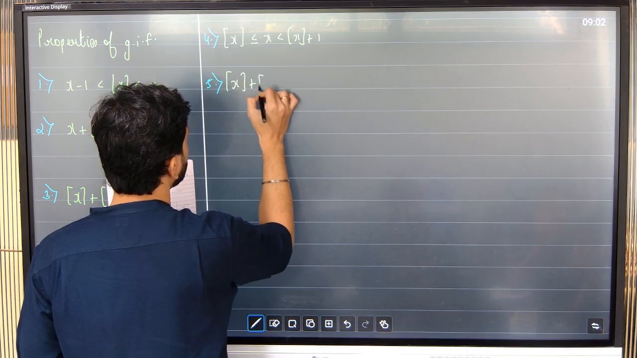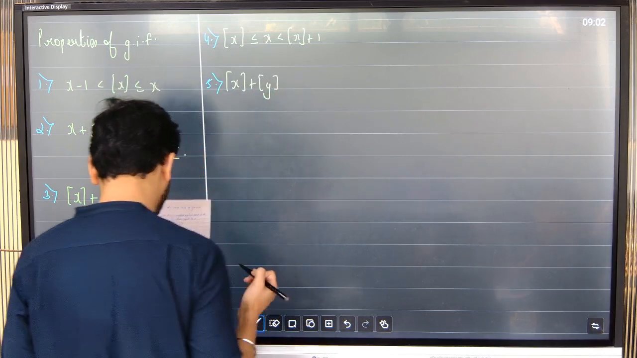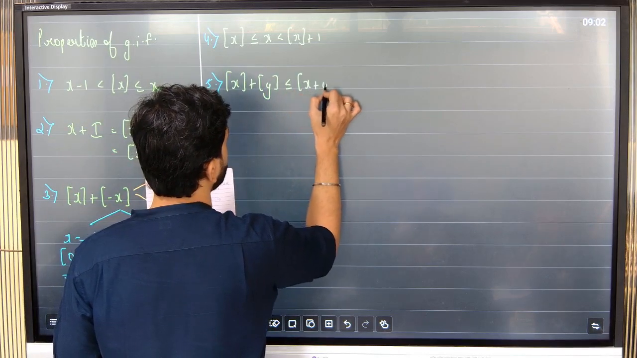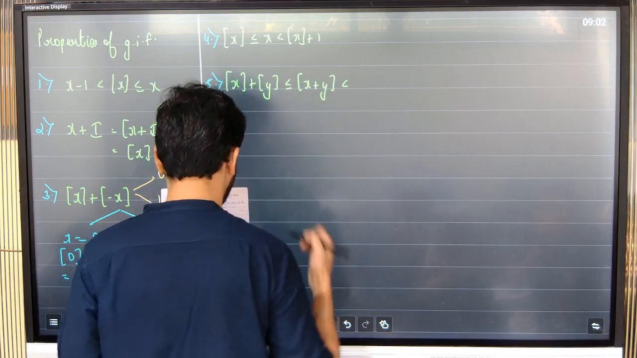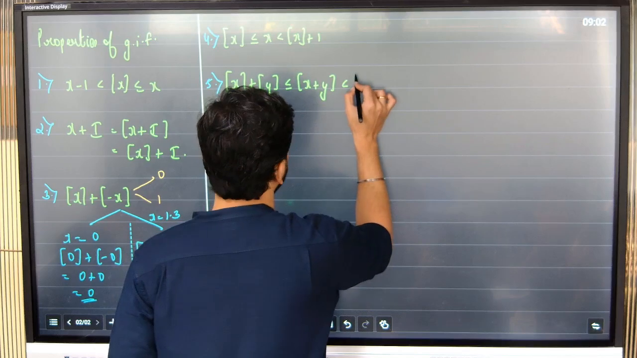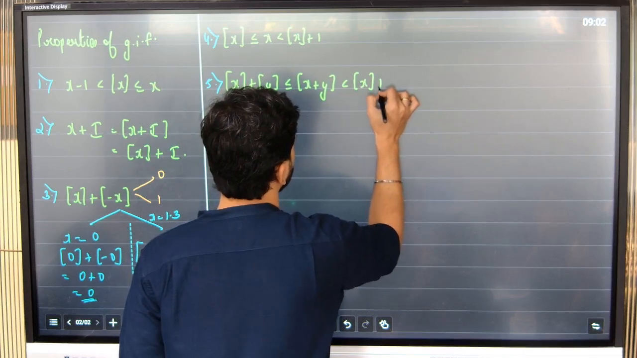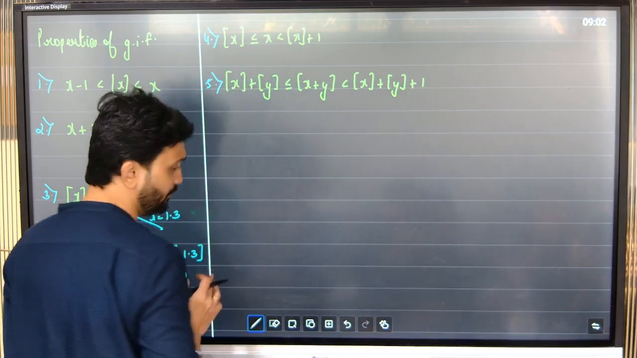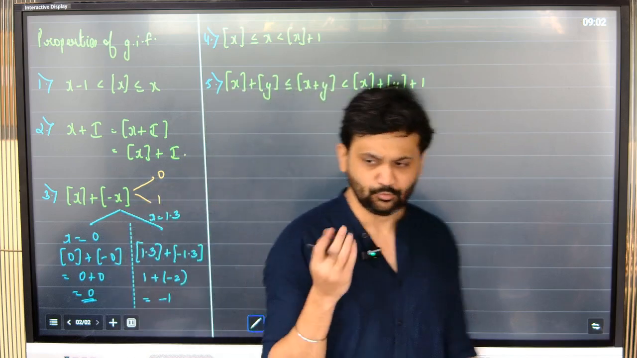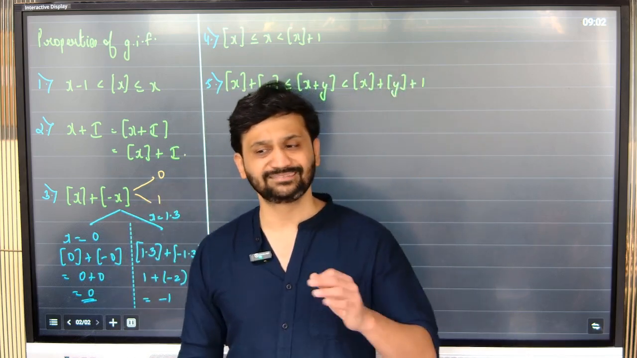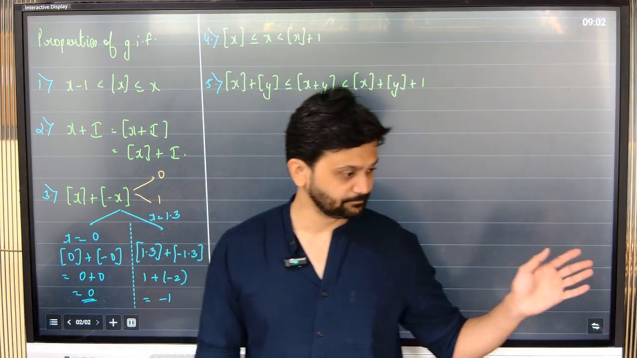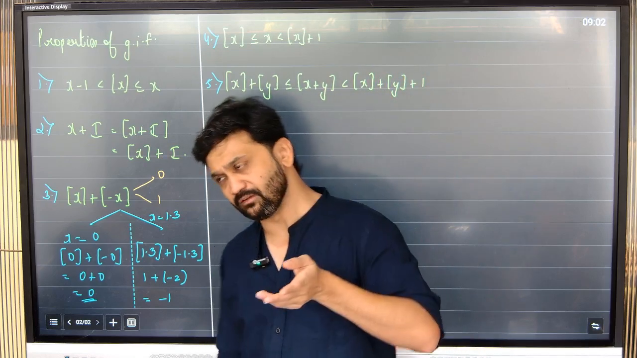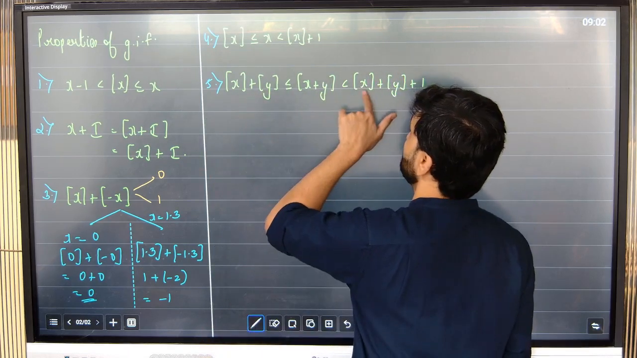Greatest integer function of x plus greatest integer function of y is less than equal to greatest integer function of x plus y is less than greatest integer function of x plus greatest integer function of y plus 1. A very, very, very important property. You can verify it by taking any example of x and y. Take x as 1.3, take y as 2.3. You substitute here, then you substitute here.